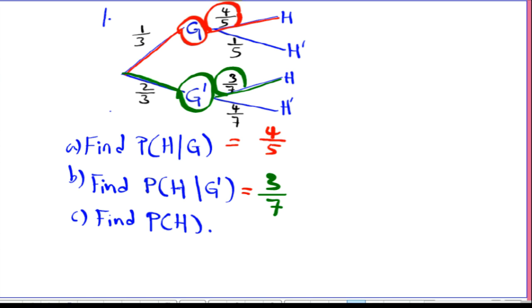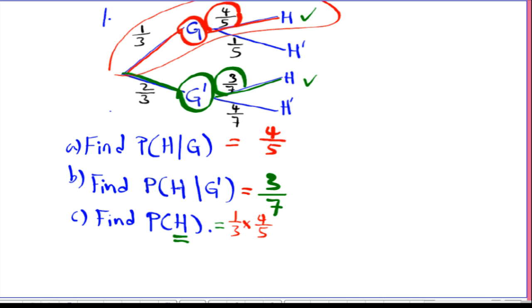The last question asks for the probability of H. Well, this is going to be slightly different. Where is the probability of H? Well, the probability of H is here I see an H, here I see an H. So I need to multiply this thing together. So in this case, the first case is basically these branches. That's the first case. So that would be 1/3 times 4/5.